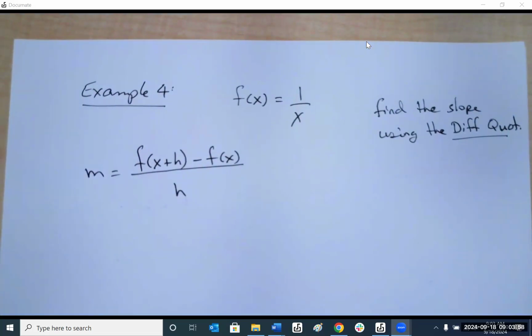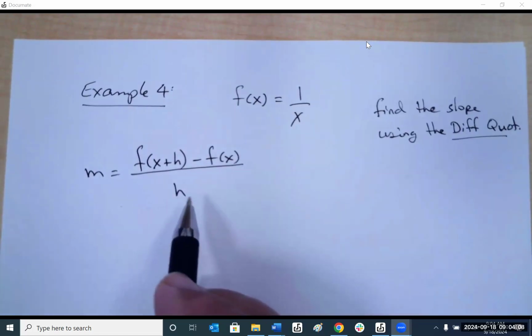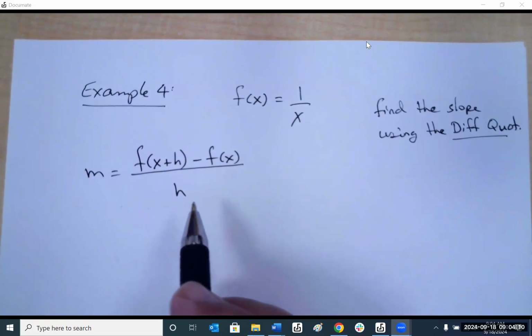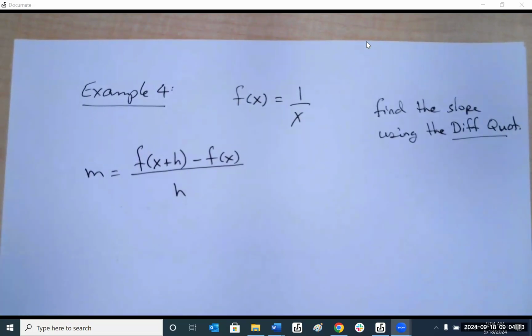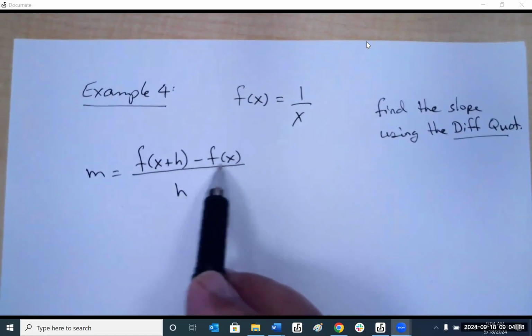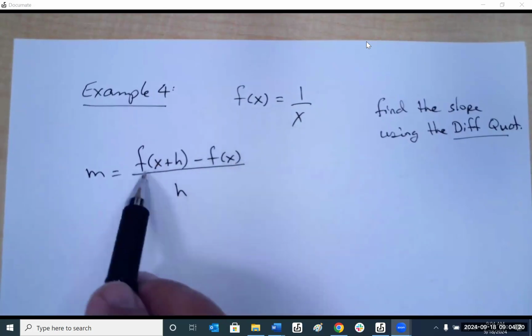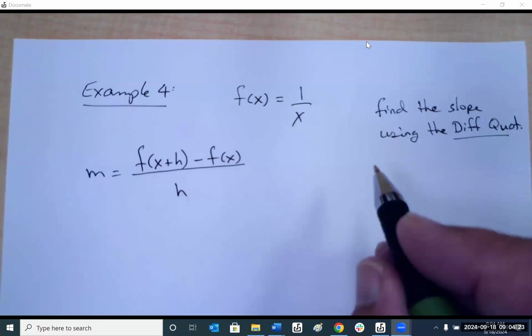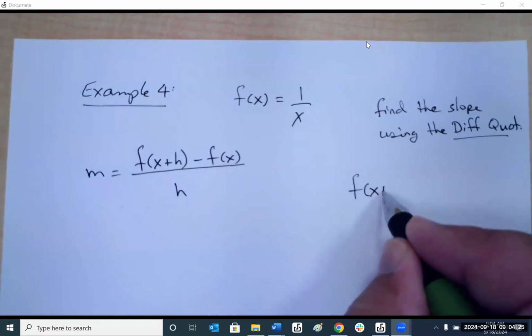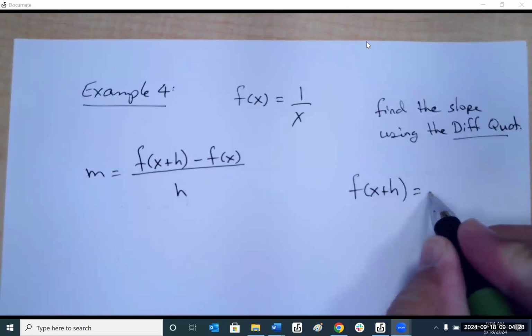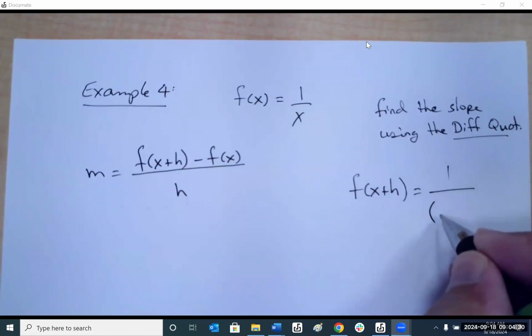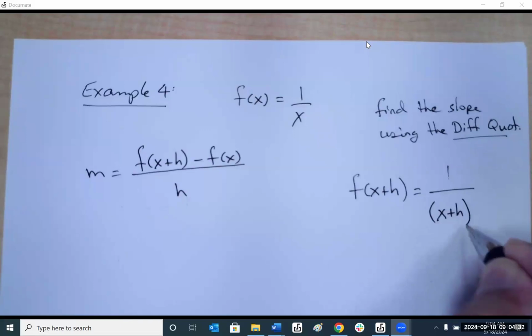Do I have everything I need? What am I missing? h is any value. So that's simply the distance between x1 and x2. So h doesn't have a value. Do we know f of x? Do we know f of x plus h? No. So we have to find f of x plus h. So anywhere you see an x, put it in parentheses, x plus h.